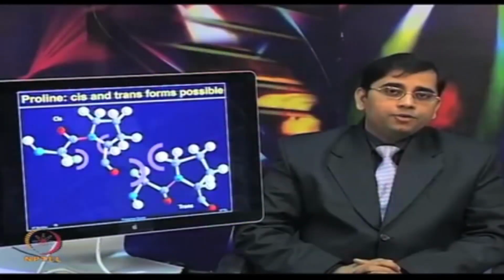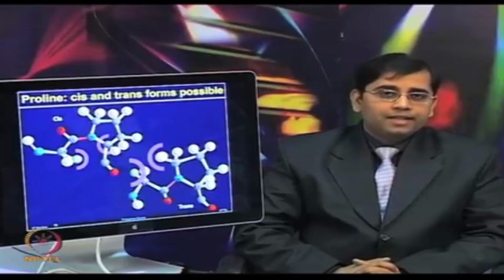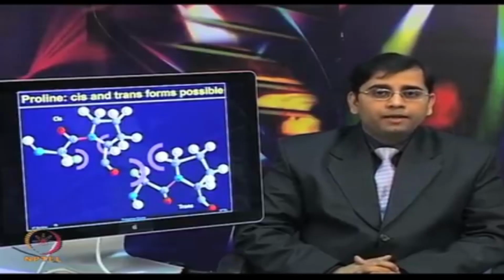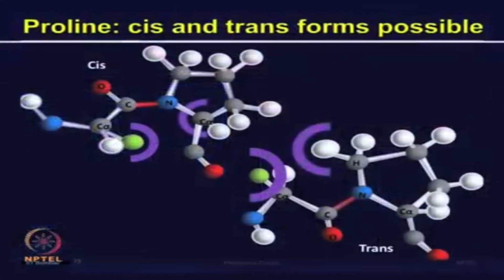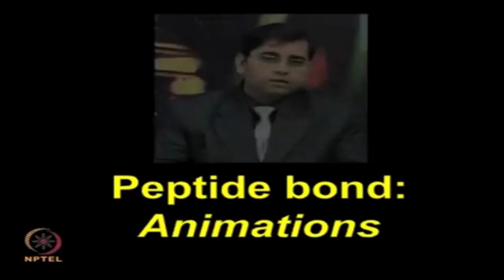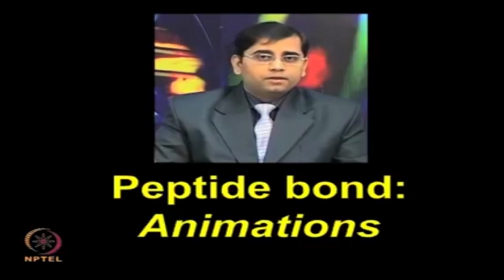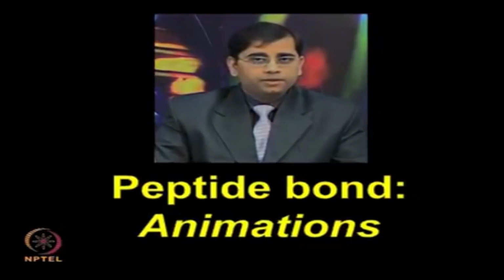Now, proline is a unique amino acid, as we discussed earlier. Proline with peptide bonds can form both cis and trans forms. As you can see here, it can avoid the steric clashes, and both cis and trans configurations are possible. Some of the concepts of peptide bonds will be described in the following animation.